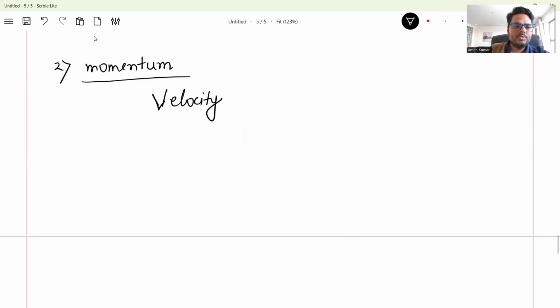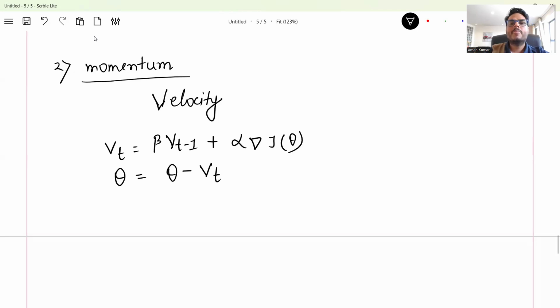So in normal gradient descent, we update the weight: theta is equal to theta minus alpha times J of theta, right? This is what we have been doing. Okay, here in place of this, we will say theta is equal to theta minus velocity at time t. And velocity at time t will be beta times velocity at time t minus 1 plus alpha times J of theta. Okay, now these two concepts we will understand.